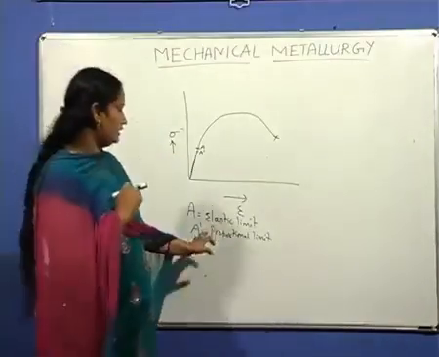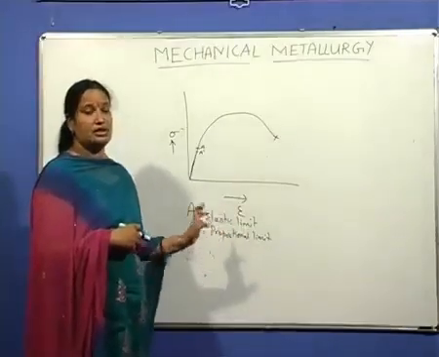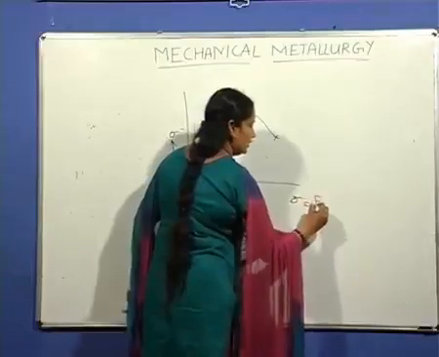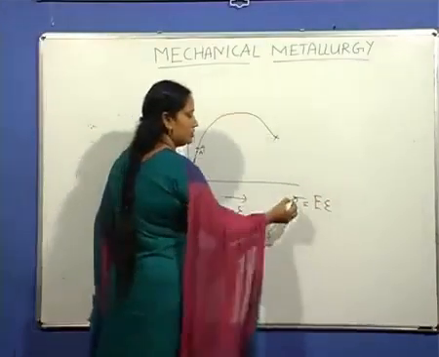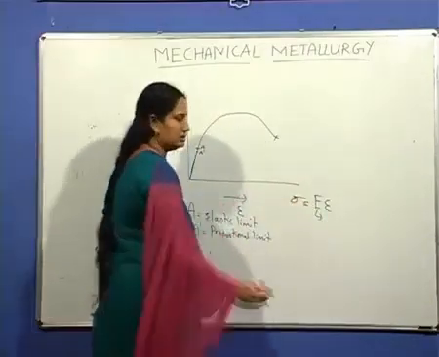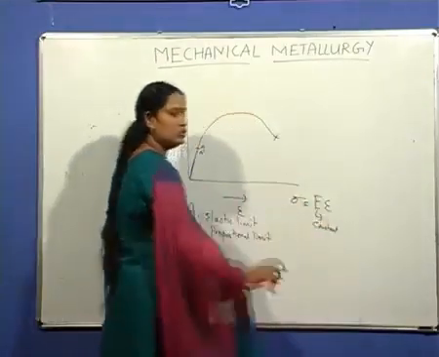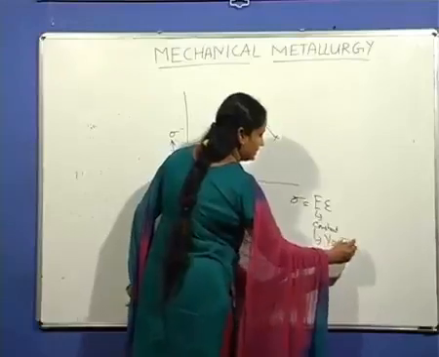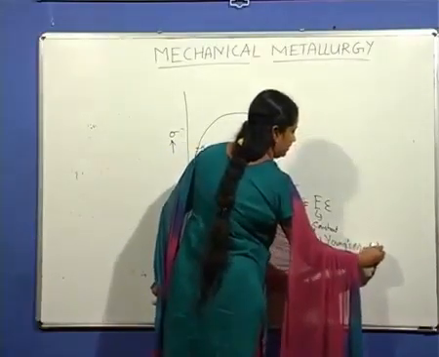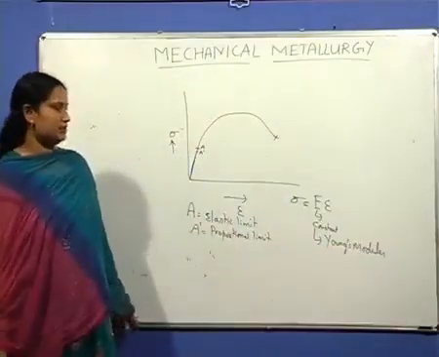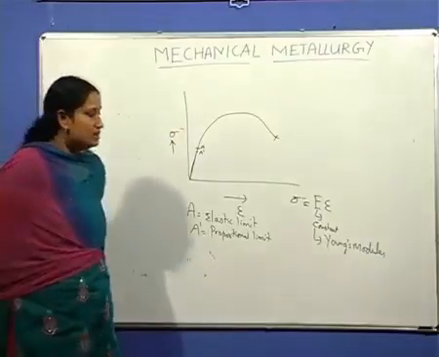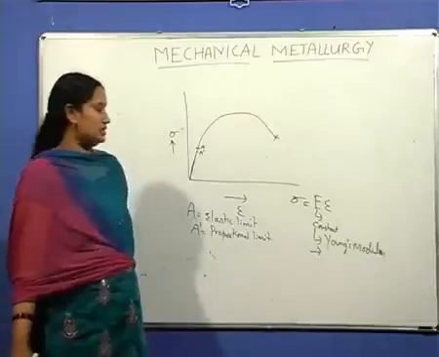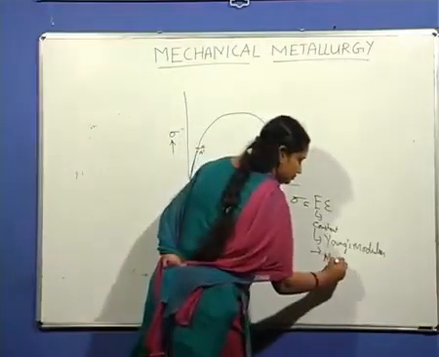So within this proportional limit, stress is directly proportional to strain, that is known as Hooke's law. Stress is equal to E, capital E, into strain. So stress is equal to a proportionality constant into strain. This constant is known as Young's modulus or modulus of elasticity. This is an important parameter that can be found out from the tension test. Young's modulus, or modulus of elasticity, elastic modulus.